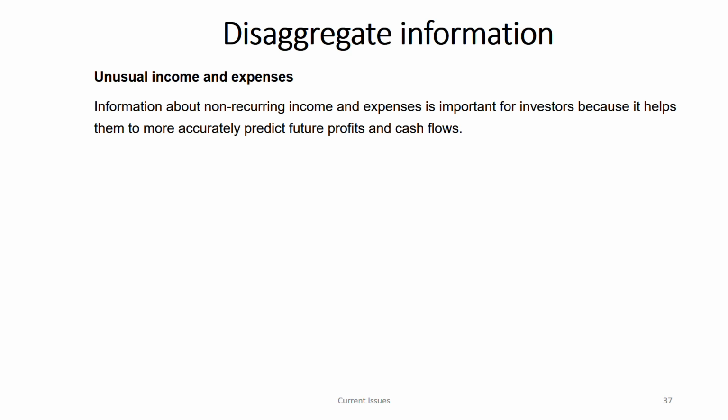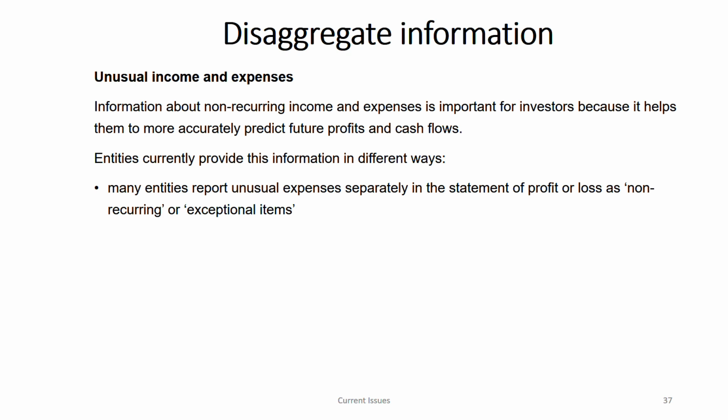And this is very important for the investors because sometimes this could be very significant, very material. So this can help them to predict future cash flows and profit, right? How can entities provide this information about unusual income and expenses in different ways? Number one, many entities separate unusual expenses from the other items, other expenses.